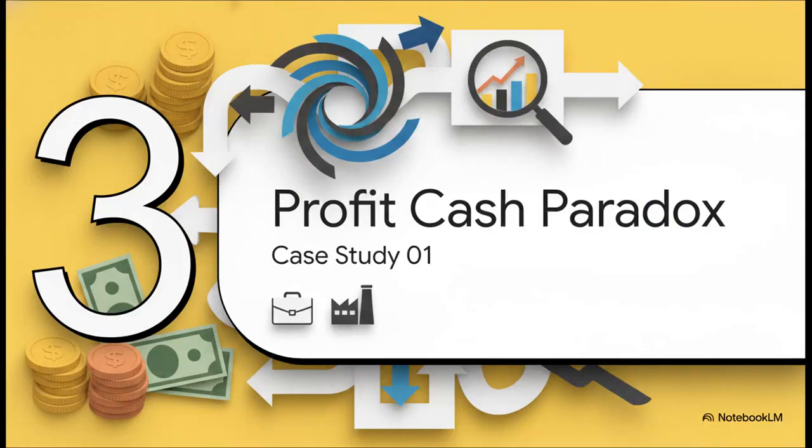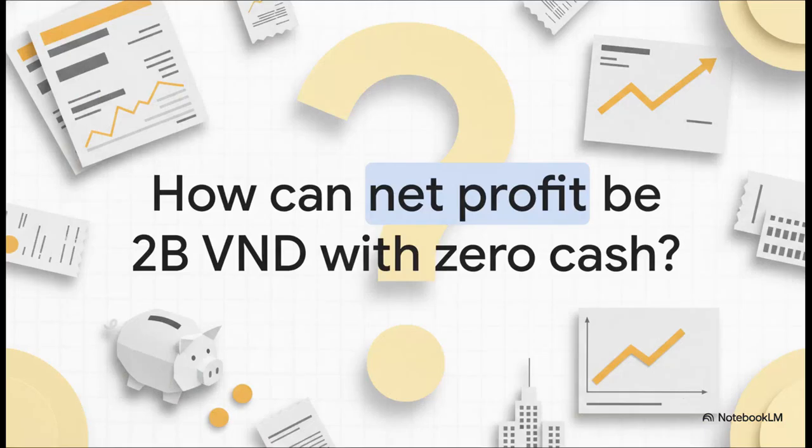Which perfectly tees up Section 3, the profit-cash paradox. We'll be looking at case study 01, Company ABC. Okay, picture this. A company reports a net profit after tax of 2 billion VND on their income statement. Huge win, right? But they have absolutely zero cash in the bank to pay their employees' salaries this month. Seriously, how is that even possible?